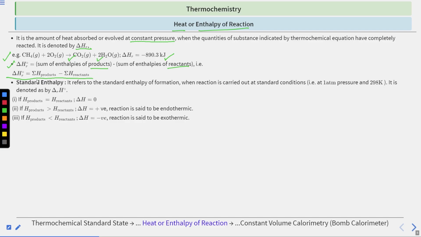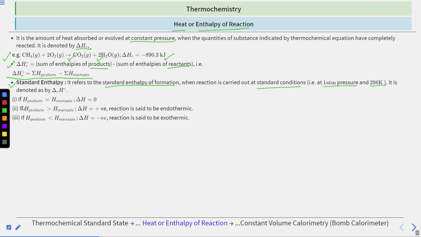Okay. So, what is standard enthalpy? It refers to the standard enthalpy of formation when the reaction is carried out at standard conditions, like 1 atmosphere pressure and 298 Kelvin. And it is denoted by delta H naught. You can see the difference here, enthalpy of a reaction and standard enthalpy of formation.